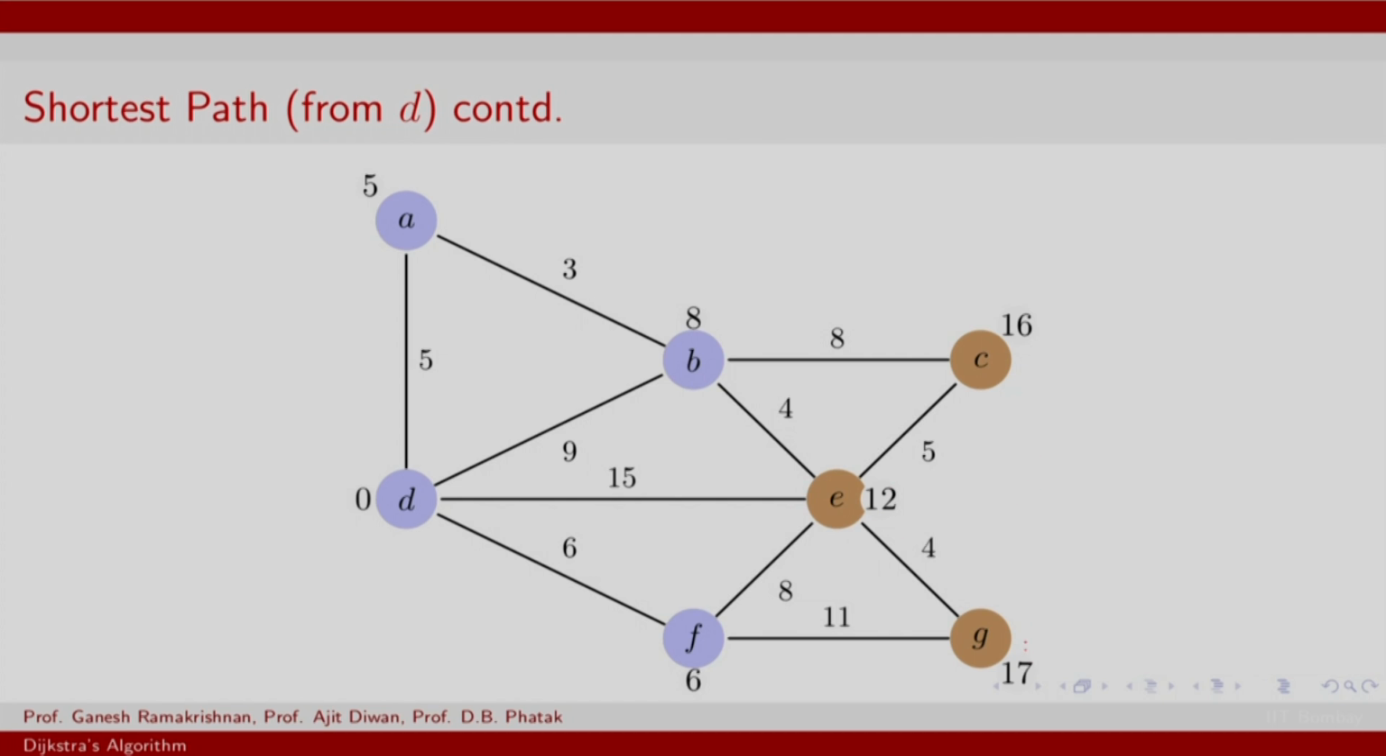The next shortest node from the min queue, the priority queue, is going to be E with a weight of 12. Scan its neighbors. Is there a need to update the weights to the neighbors? Well, 17 versus 16, 16 is already shorter. 12 plus 4, 16, yes, you can update G, and so on.